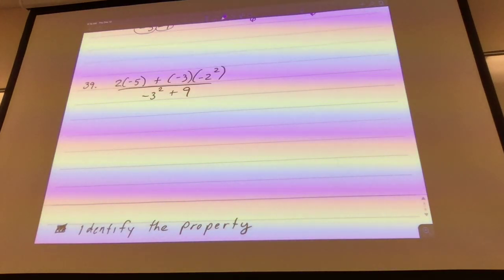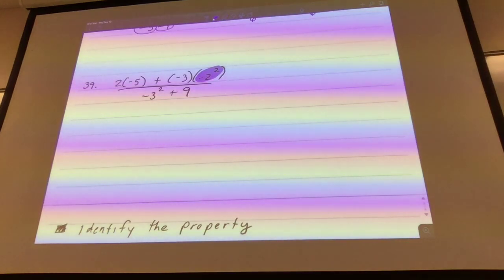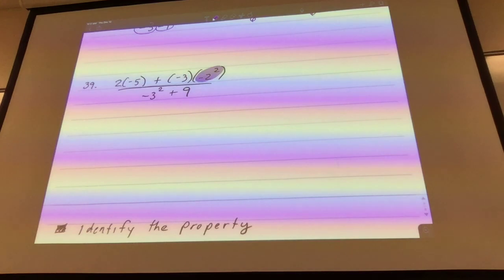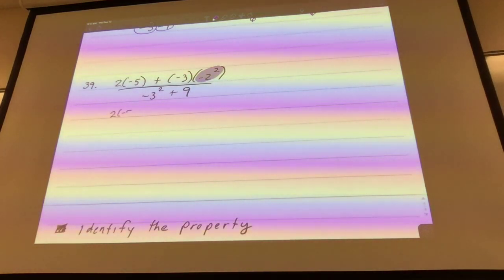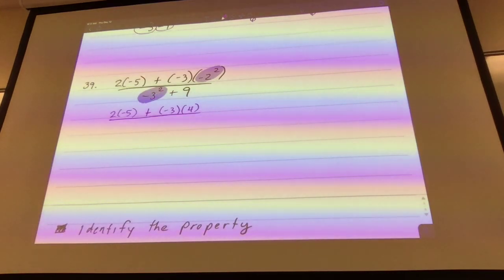We want to come over here and do exponents first, because these parentheses just represent multiplication, so the exponents come first. What's negative 2 squared? What's negative 2 times negative 2? Positive 4. Good. So let me bring this down, I'm going to leave it alone. That's -3 times +4. And then I also want to go ahead and do this one.